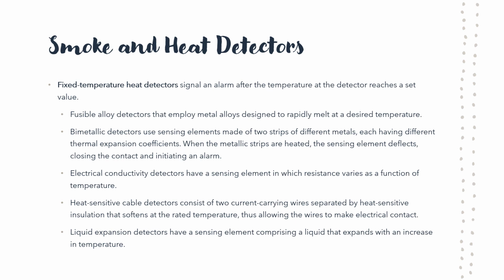Electrical conductivity detectors have a sensing element in which resistance varies as a function of temperature. Heat-sensitive cable detectors consist of two current-carrying wires separated by a heat-sensitive insulation that softens at the rated temperature, thus allowing the wires to make electrical contact. And liquid expansion detectors have a sensing element comprising a liquid that expands with the increase of temperature.